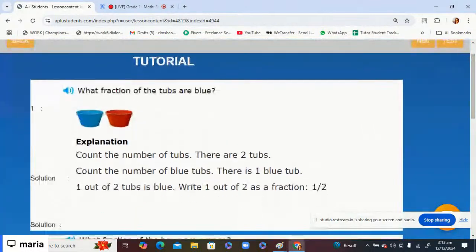What fraction of the tubs are blue? So first of all, what we do, we are going to count the total tubs here. How many total tubs are there? And then we check how many tubs which is blue. So the one tub which is blue, and the one tub which is red. So how many total tubs are there? Which is 2.